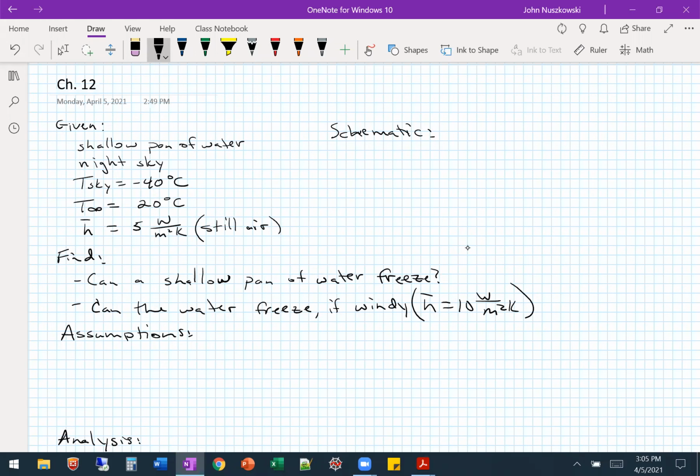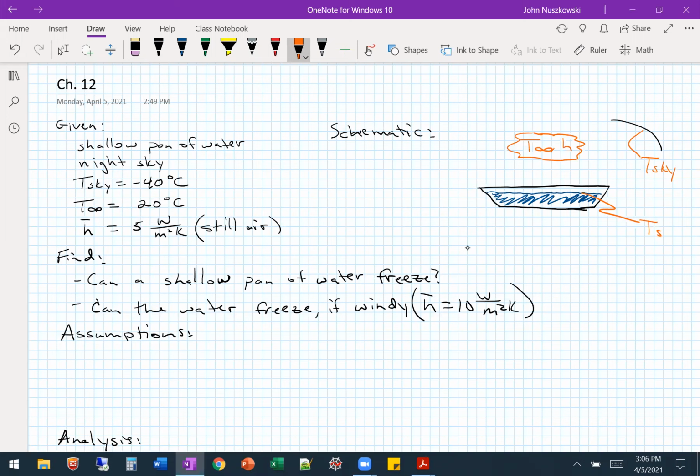All right, so we have our pan. Got some water in it. So that's the temperature of the sky. Up here, right above the pan, we have our T infinity and our convection coefficient. And then we'd have the surface temperature of the water, right? All right, and that's the pan on the ground.